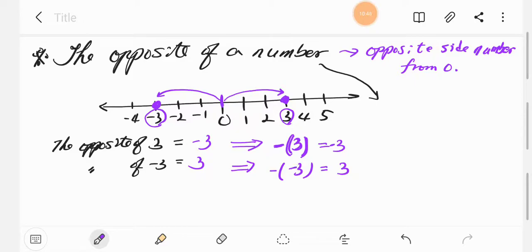And the opposite of negative 3 becomes what? You put the negative sign in front, so the opposite of negative 3 goes to the other side, the positive side. So it becomes 3. From here, we know that if you have a negative sign in front of a number, change the sign of that number. If you have a negative sign in front of a negative number, it becomes a positive number 3. Okay, that's the opposite.